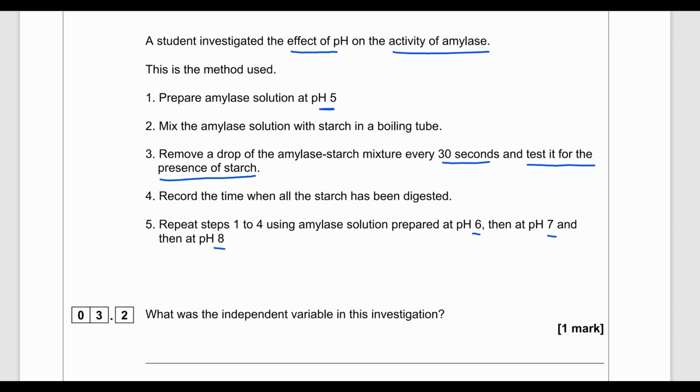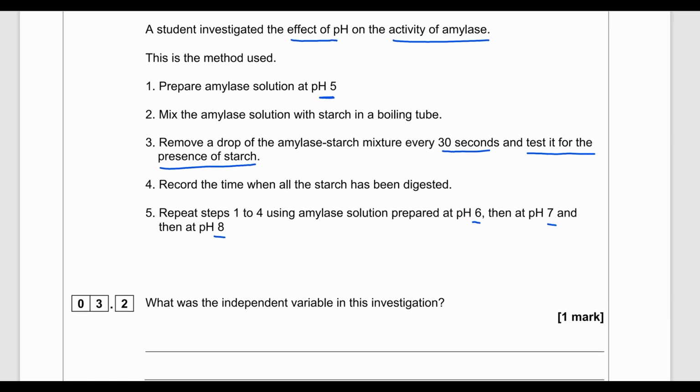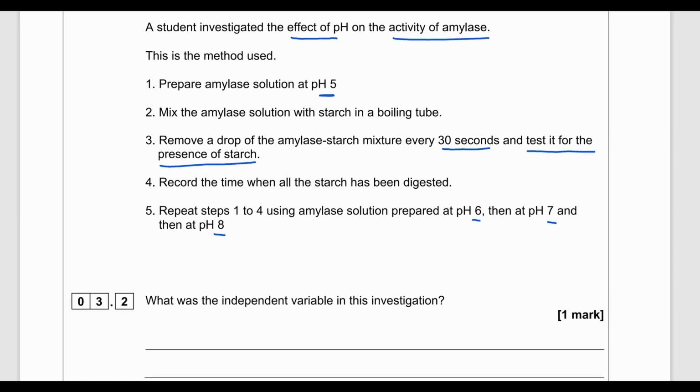So let's read on. 3.2. What was the independent variable in this investigation? 1 mark. We've got to remind ourselves, what does the term independent variable mean in an experiment? It means what you change. So reading the information that's given to us, what is being changed? Well, they've said pH 5 we're starting with. Then later on in step 5, they said pH 6, 7, and 8. So there they've told us that we are using different pHs.